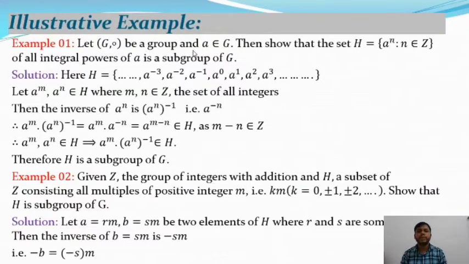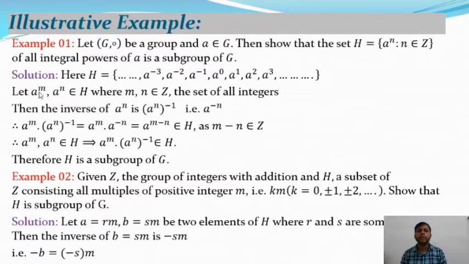Let (G, composition) be a group and a belongs to G, a be any element in G. Then the set H equal to a to the power n such that n belongs to Z, of all integer powers of a, is a subgroup of G. So here is the proof of the above example. Here H is equal to minus infinity to a to the power minus 3, a to the power minus 2, a to the power minus 1, a to the power 0, a to the power 1, a to the power 2, a to the power 3, and up to infinity. So that means H is equal to a to the power n, and it can be written as this.